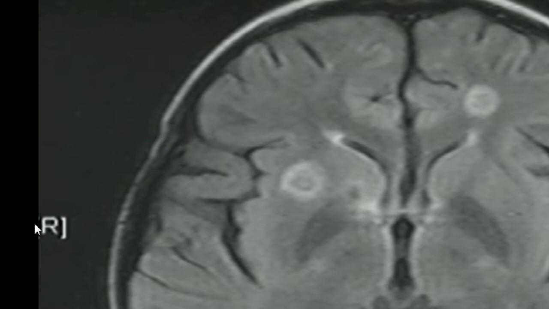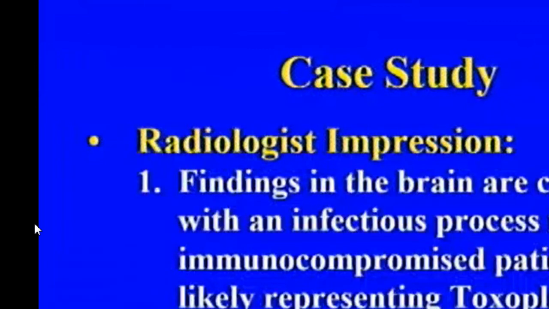I told him, but the lesion in the eye did not look to me like toxoplasma. It looks like a more severe either bacterial or fungal. He said, it cannot be bacterial. These are toxoplasma. I told him, okay, since we don't have an agreement about this, I will go and take a specimen from the eye. And he said, okay. So the findings in the brain were consistent with an infectious process in an immunocompromised patient, most likely representing toxoplasmosis. This is the impression of a prominent radiologist.